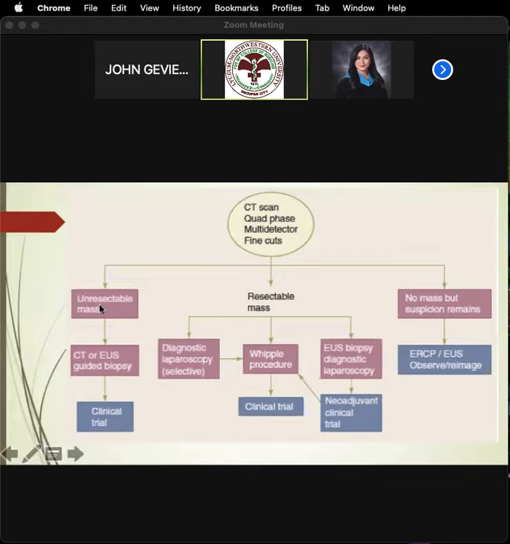But if it is unresectable based on CT scan, you could also perform EUS in order to enter a clinical trial, but it doesn't change the mortality rate.